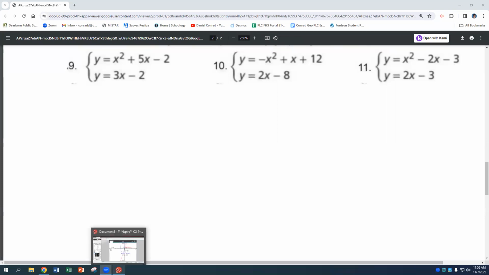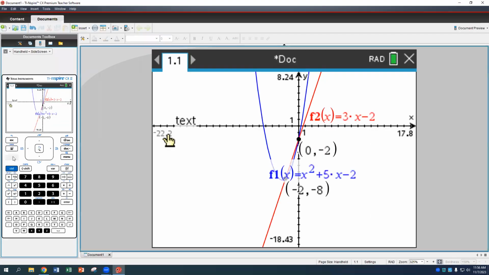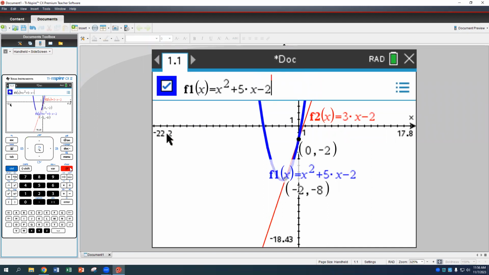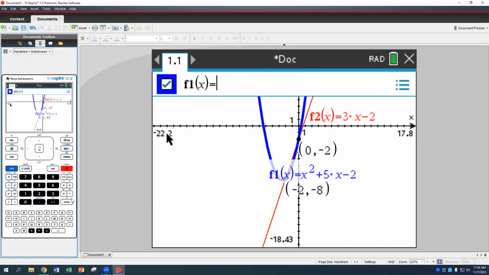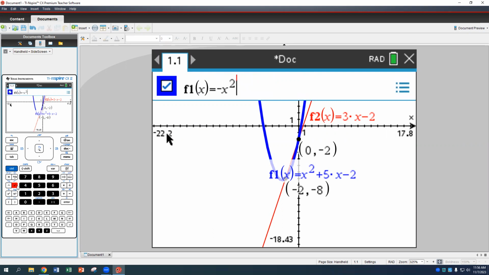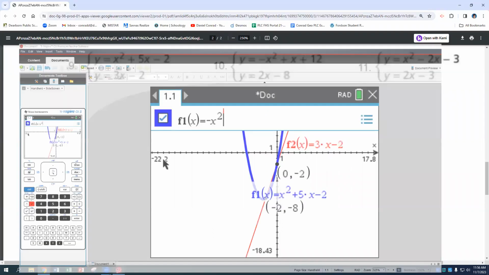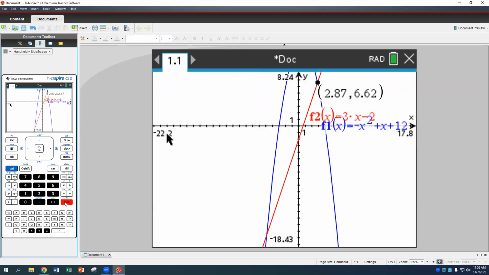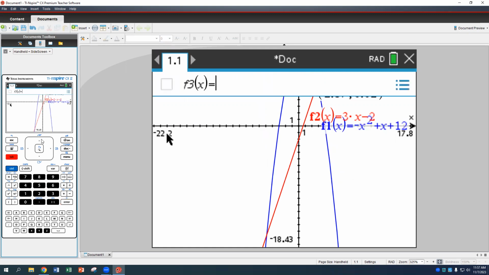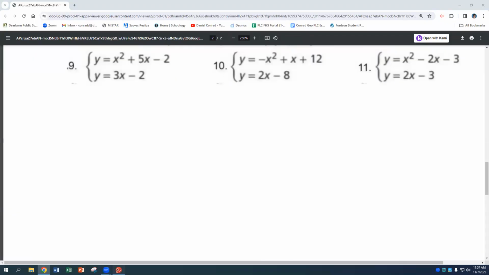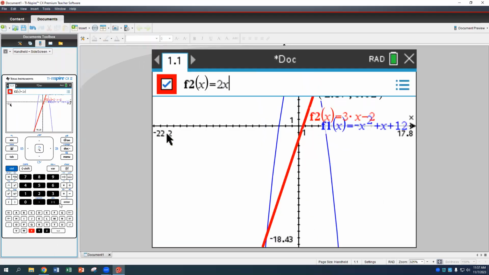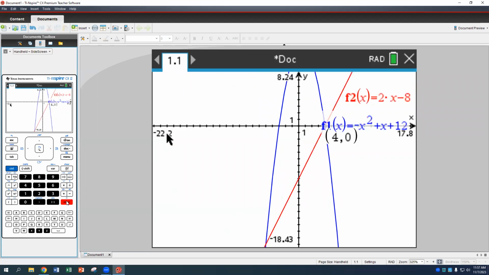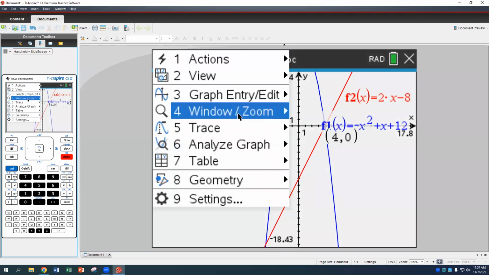So if I graph this, I'm going to do negative x squared plus x plus 12. I'm going to hit tab, go back to the first one, delete it, and enter negative x squared plus x plus 12. Awesome. I'm going to hit tab and go to the second one, and I have 2x minus 8. I'm going to hit enter. You can see we have two intersections. I'm going to zoom out a little just to see it a little better.